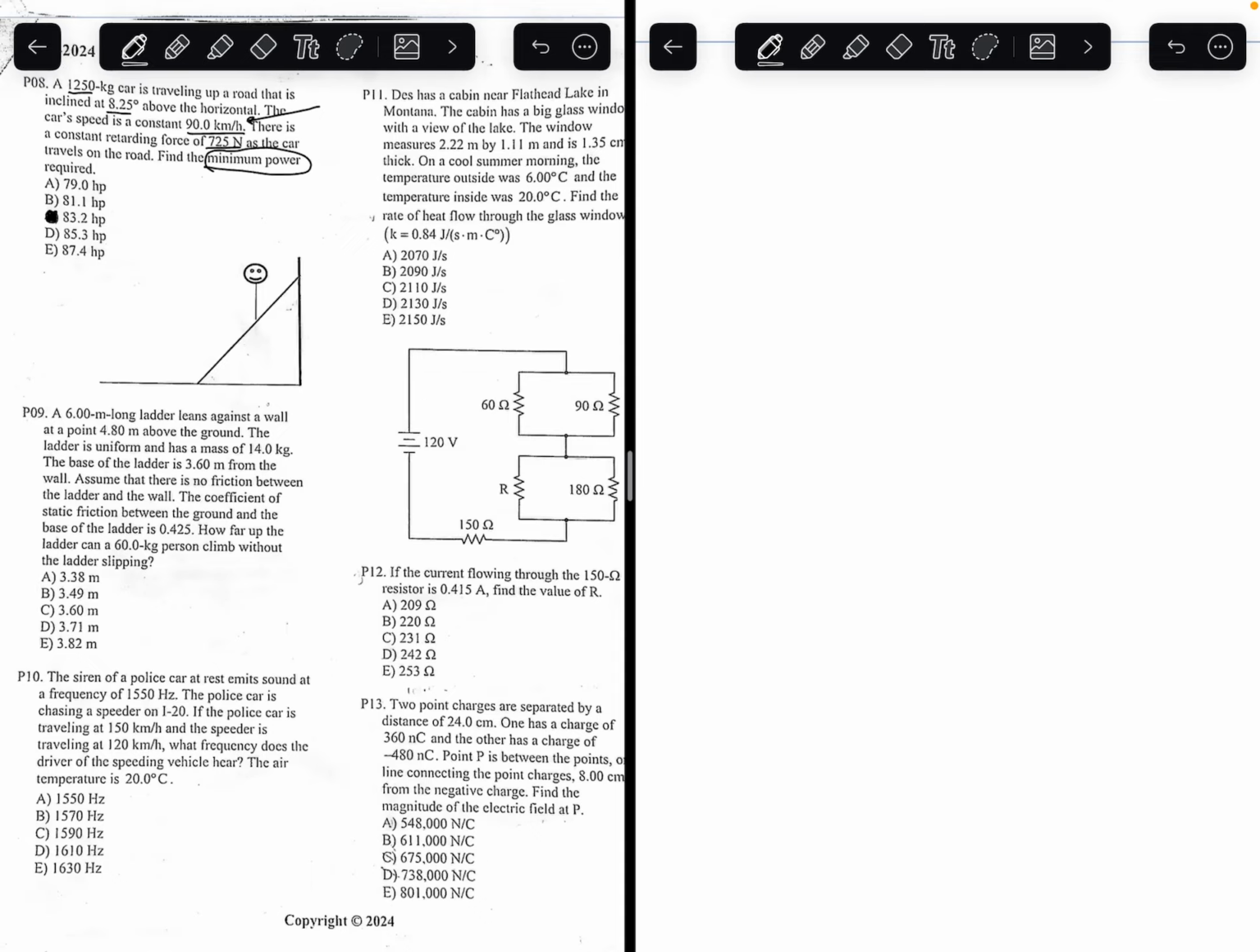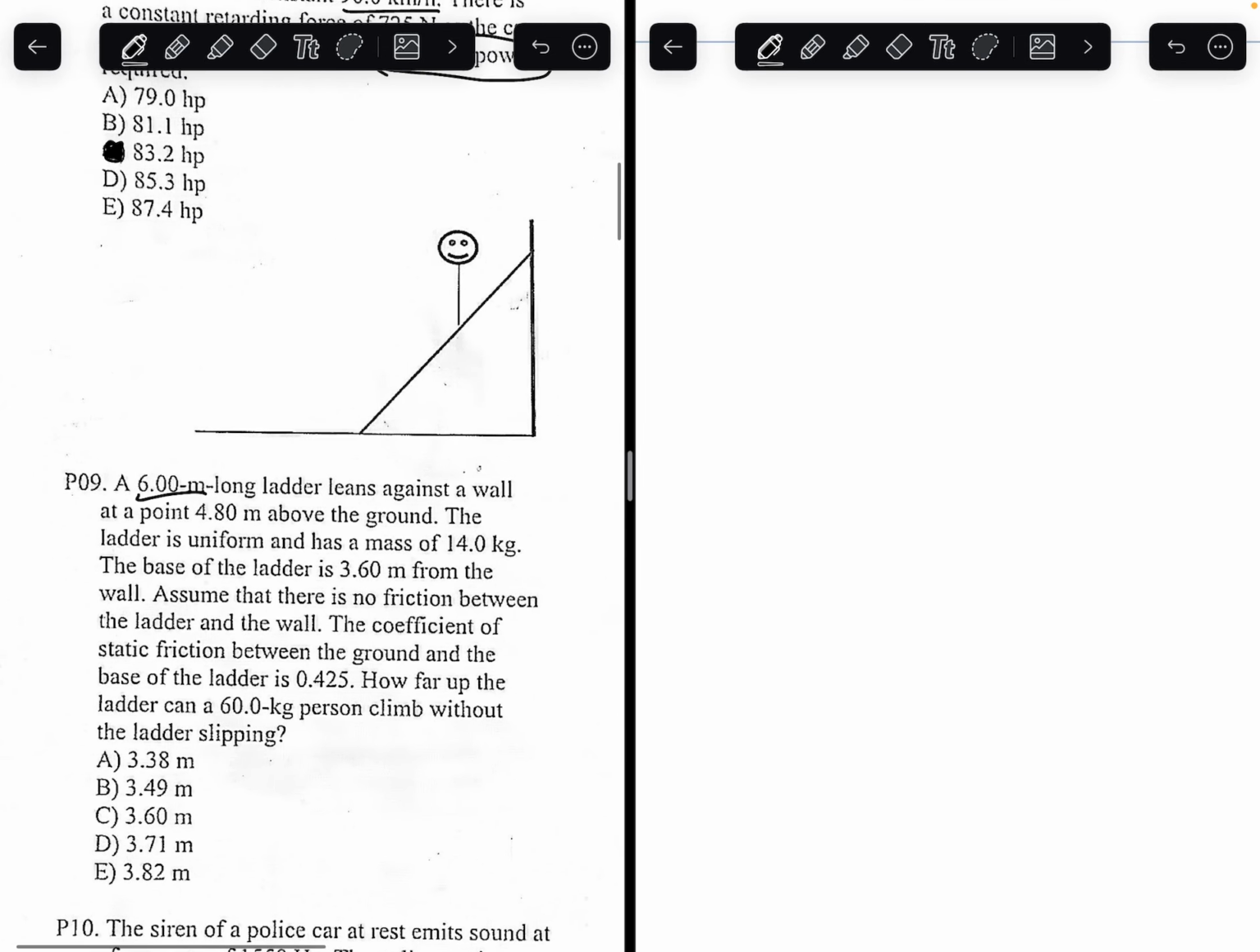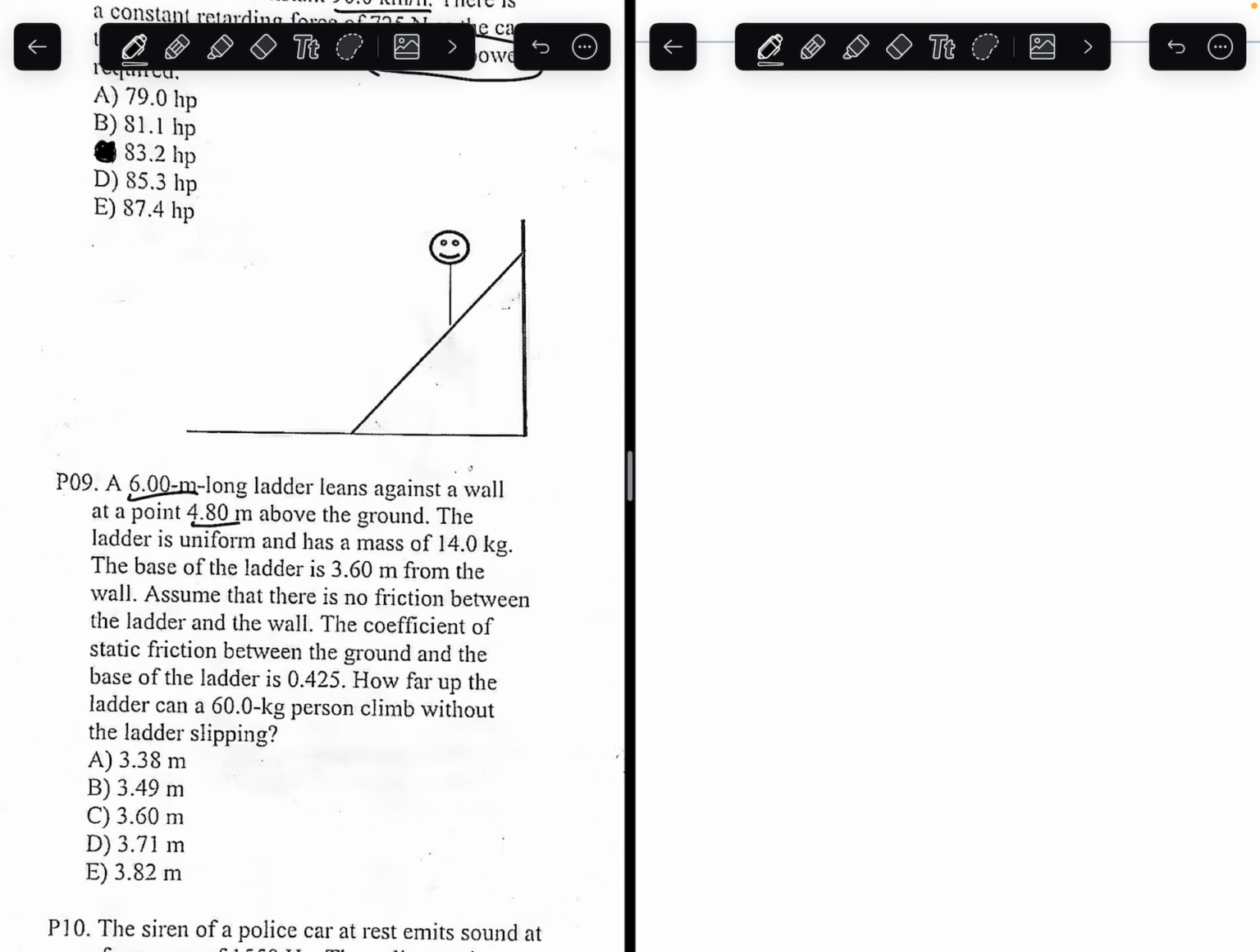Number 9. A 6-meter long ladder leans against a wall at a point 4.8 meters above the ground. The ladder is uniform and has a mass of 14 kilograms. The base of the ladder is 3.6 meters from the wall. Assume there is no friction between the ladder and the wall. The coefficient of static friction between the ground and the base of the ladder is 0.425. How far up the ladder can a 60-kilogram person climb without the ladder slipping?